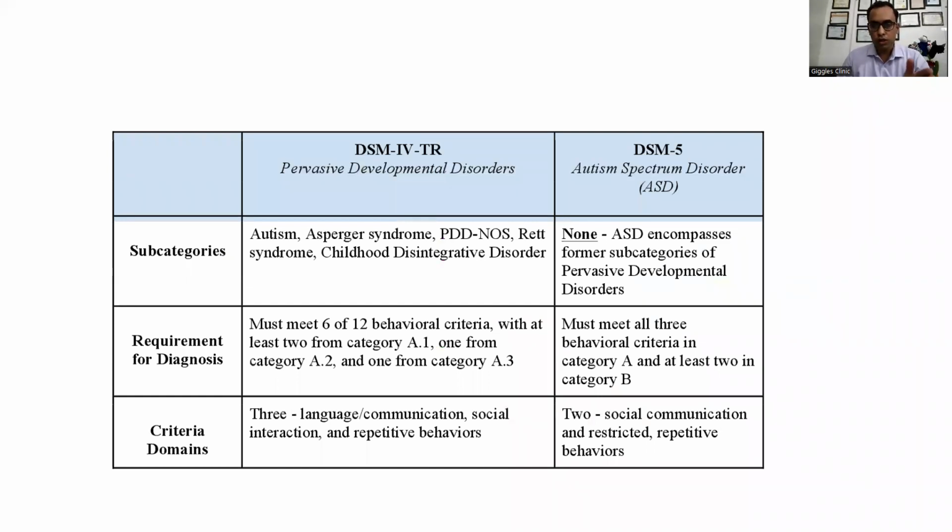DSM-4 was old. If you go through DSM-4 on the left side, they have diagnosed pervasive developmental disorder. Now they have replaced this term with autism spectrum disorder. So as I was telling you, pervasive developmental disorder was the old term. Now the new term is autism spectrum disorder.